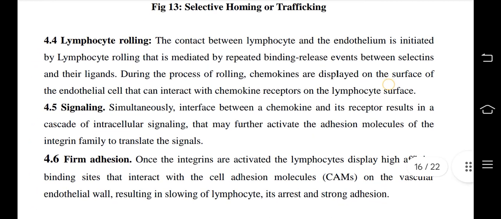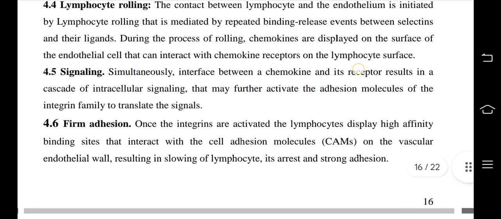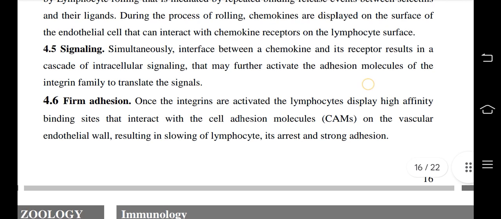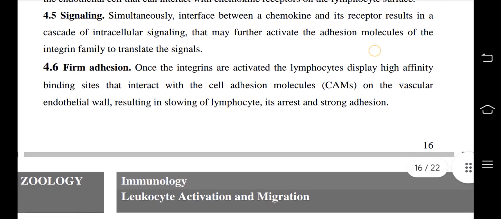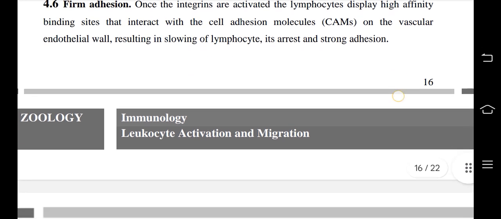During the process of rolling, chemokines are displayed on the surface of the endothelial cell that can interact with chemokine receptors on the lymphocyte surface. Then signaling. Simultaneously, the interaction between a chemokine and its receptor results in a cascade of intracellular signaling that may further activate the adhesion molecules of the integrin family to translate the signals. Then firm adhesion. When the integrins are activated, the lymphocyte will display high affinity binding sites that interact with the cell adhesion molecules on the vascular endothelial cell, resulting in slowing of the lymphocyte, its arrest and strong adhesion.